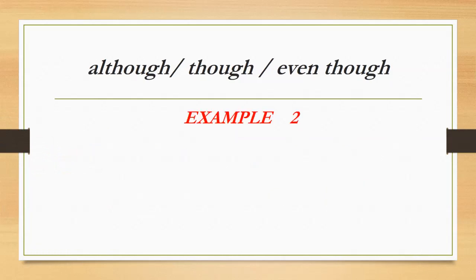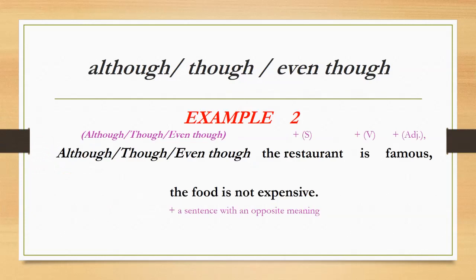Example 2. The restaurant is a subject. Is a verb. Famous is an adjective. The food is not expensive is a sentence with an opposite meaning. Although, though, even though, the restaurant is famous, comma, the food is not expensive.